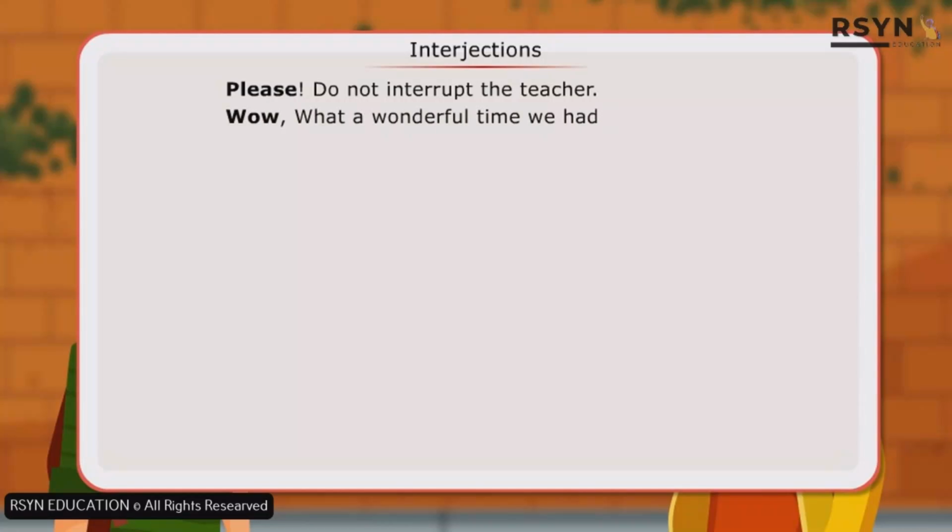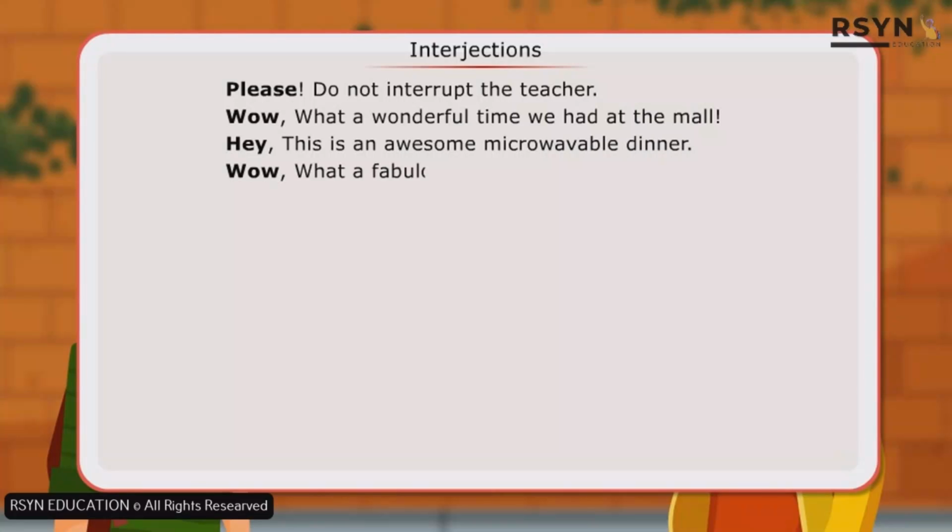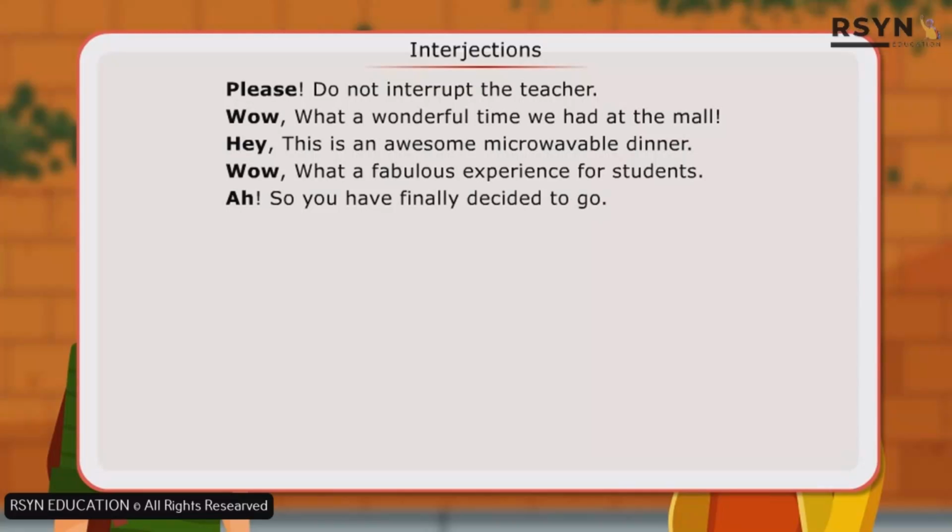Interjections. Please, do not interrupt the teacher. Wow! What a wonderful time we had at the mall. Hey! This is an awesome microwavable dinner. Wow! What a fabulous experience for students. Ah! So you have finally decided to go. Hush! What an incredibly rude thing to say.